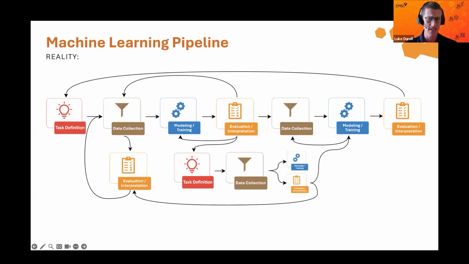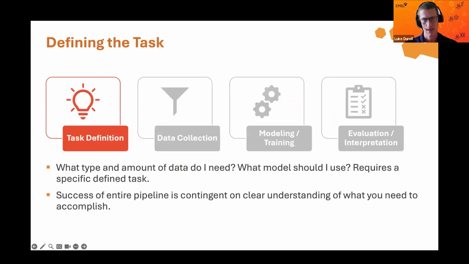But the goal of my talk today is to move us from a pipeline that looks like this back to a pipeline that basically looks like this, the four steps in a more linear fashion. And we can avoid a lot of that spaghetti pipeline by being careful with how we define our tasks, how we collect our data, how we fit our models, and so on. So we'll walk through each of these four categories step by step.